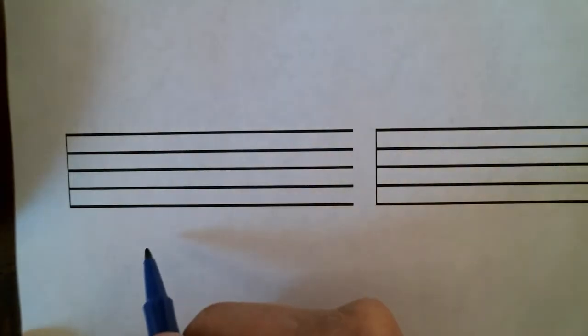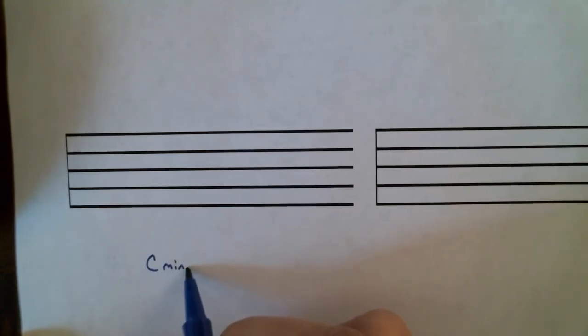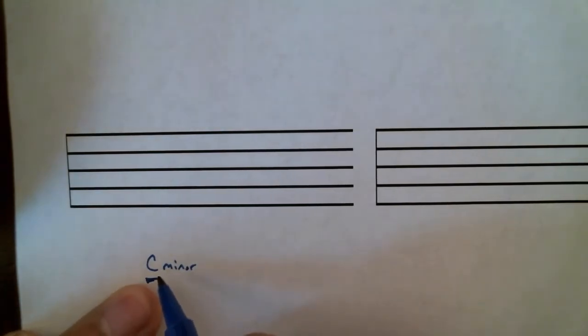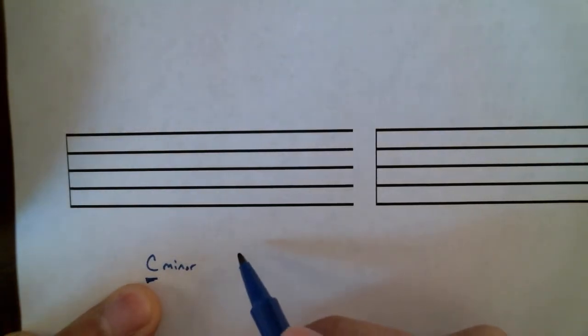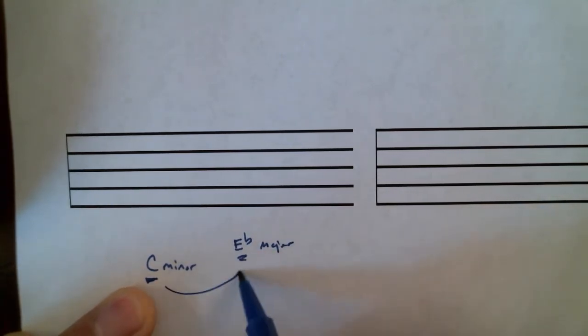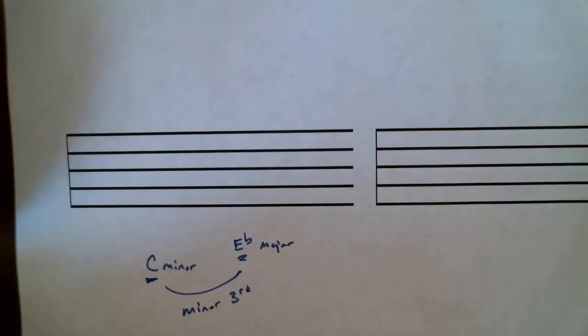You'll notice that the tonic of a natural minor scale will always be a minor third below the tonic of its relative major. So C minor, I'm going to write this here, C minor, this tonic is C. The C is always going to be a minor third below the tonic of its relative major, which is E flat major. So the relationship between these two will always be a minor third. And the E flat here is a minor third above the C.